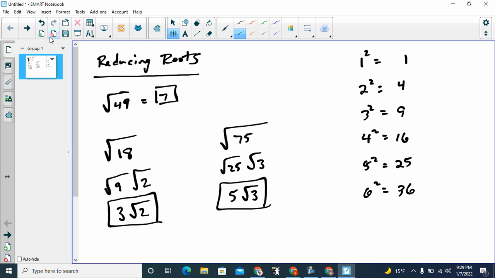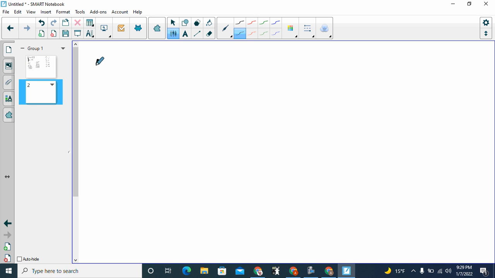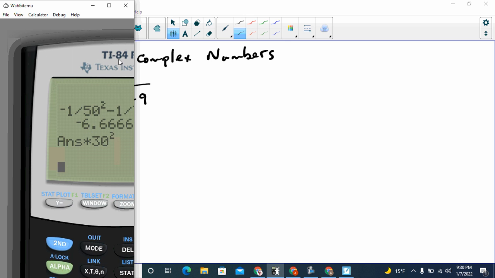So that will lead us into today's notes, which are in section 4.8. It is titled Complex Numbers. And we want to start by examining the square root of negative 9. The square root of negative 9.